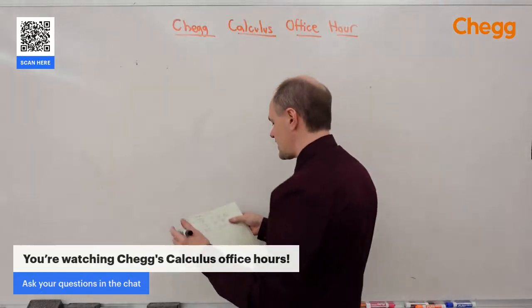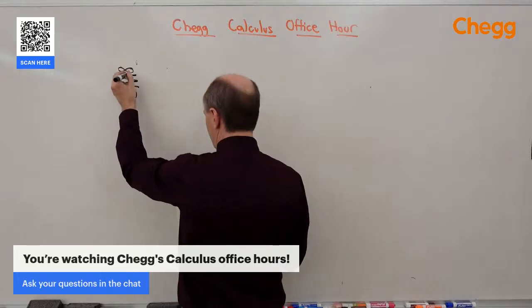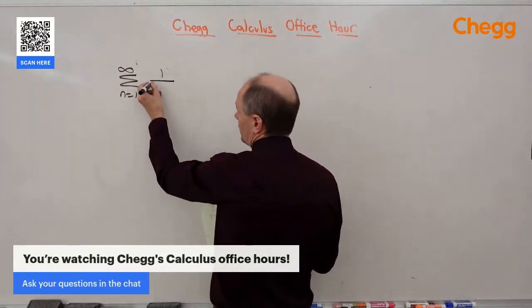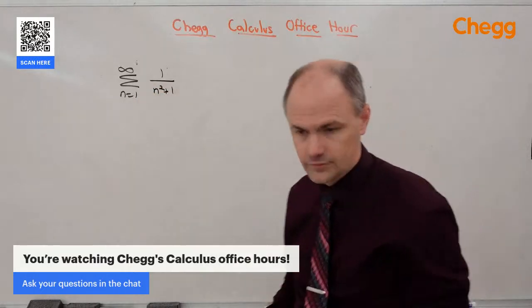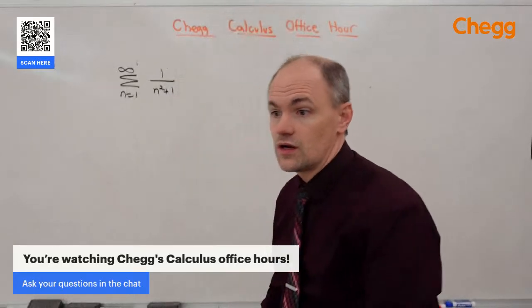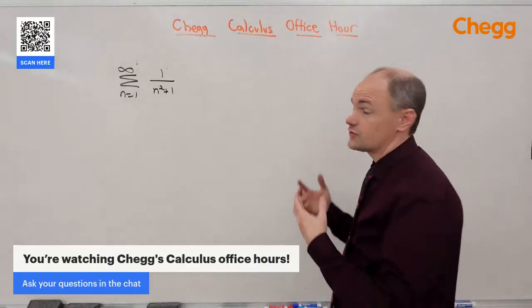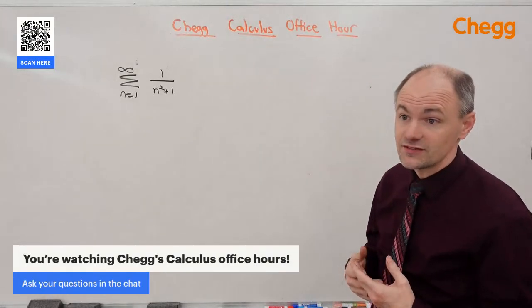Let's see about taking the sum as n goes from 1 to infinity of, let's do 1 over n squared plus 1. Couple ways you can approach this one. You can use the integral test. You can use the comparison test. I'm going to try the limit comparison test for this one.